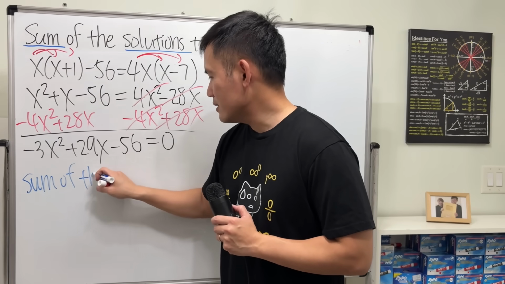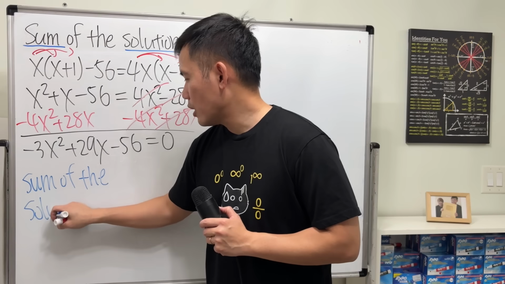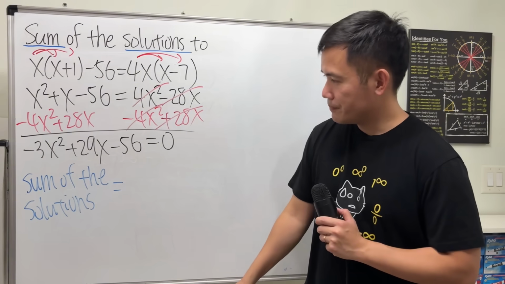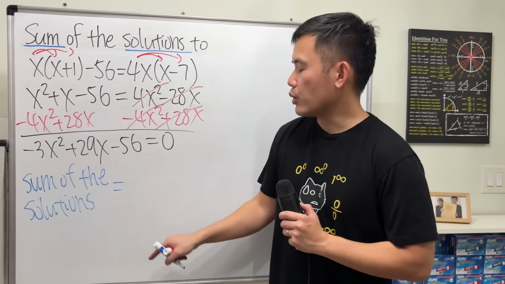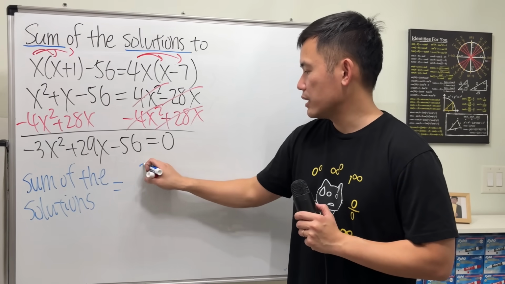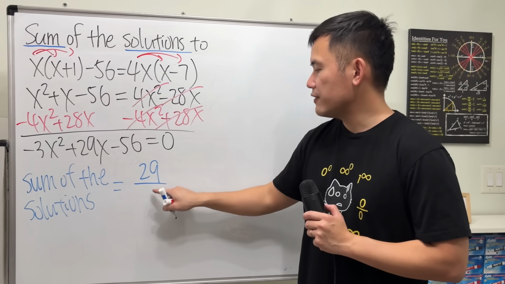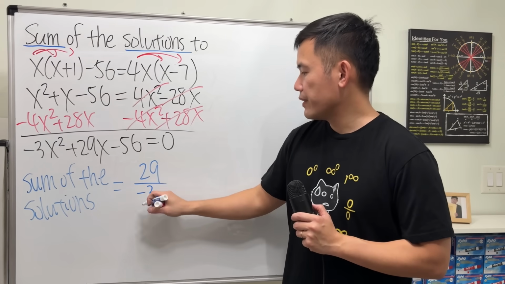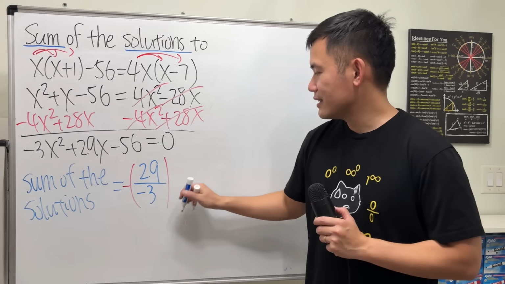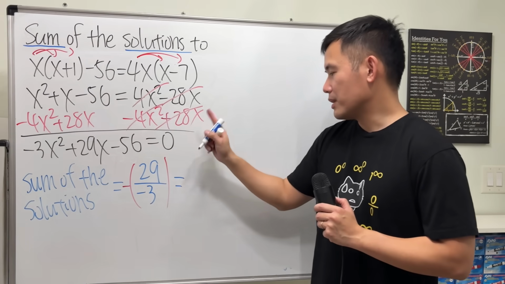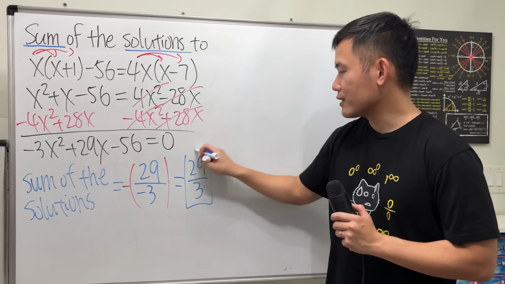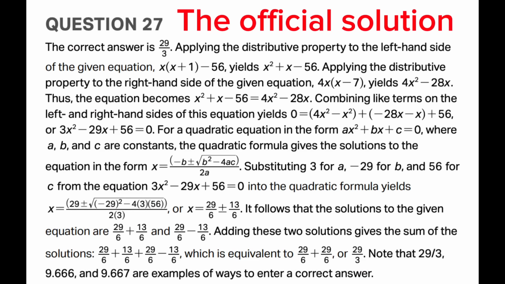Sum of the solutions of a quadratic equation whenever it's in the standard form. You start off by looking at the coefficient of x, which is 29. Go ahead and divide it by the coefficient of x squared, which is negative 3, and then negate the result. Negative, negative becomes positive, so we have positive 29 over 3, and we are done. Just like that.